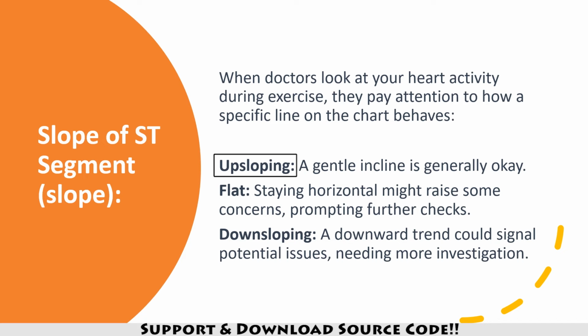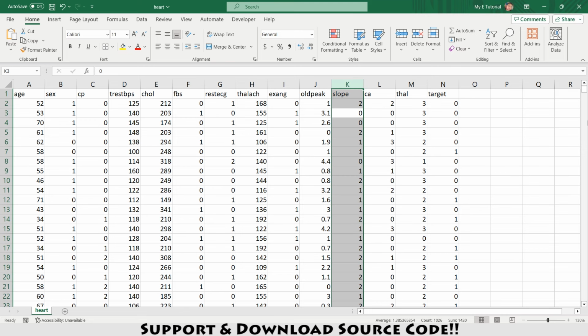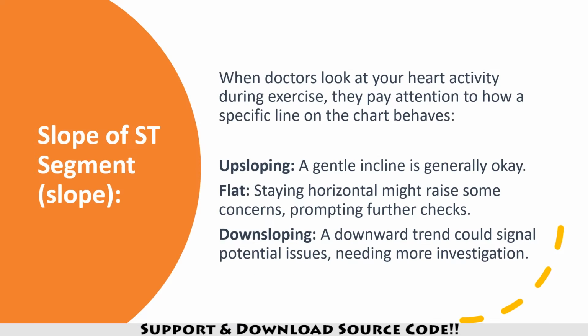Incline means moving upward. Flat, staying horizontal, might raise some concerns. Downsloping means moving downward. A downward trend could signal potential issues needing more investigation. So here 0 means upsloping, 1 means flat, and 2 means downsloping.